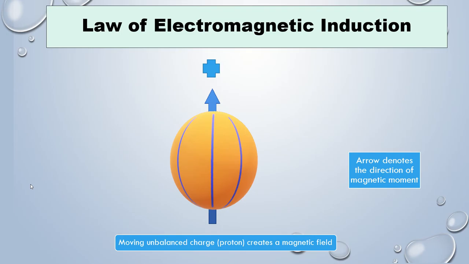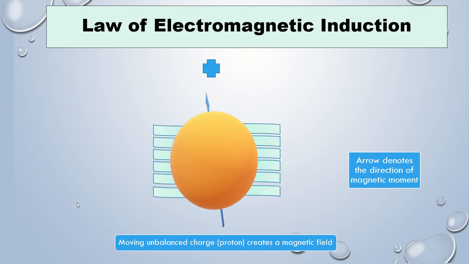Let's understand what the law of electromagnetic induction is. This law says that if you have a moving unbalanced charge, which is essentially a proton in the MRI example, whenever it's moving and unbalanced, it's going to create a magnetic field around it. This arrow denotes the direction of the magnetic moment.